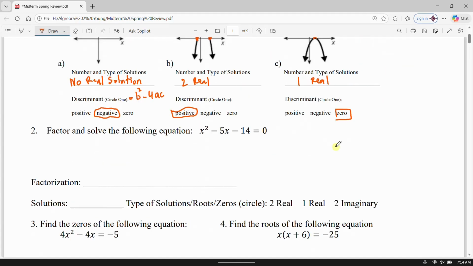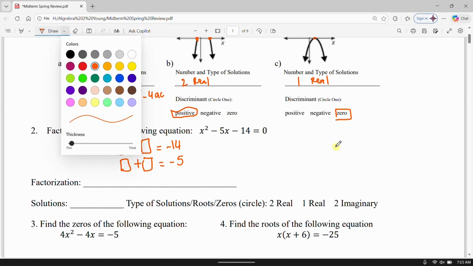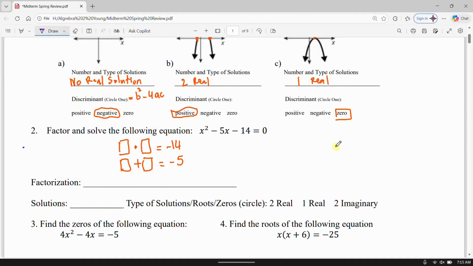You need two numbers that multiply to equal negative 14, and the same two numbers, when you add, equal negative 5. You just think about it in your head. 2 and 7. But we want the negative, so it's going to be negative 7 and 2.